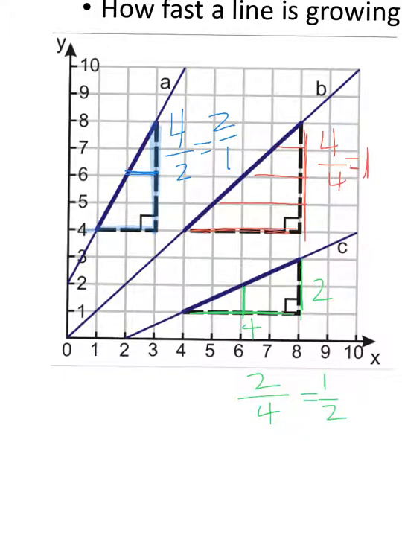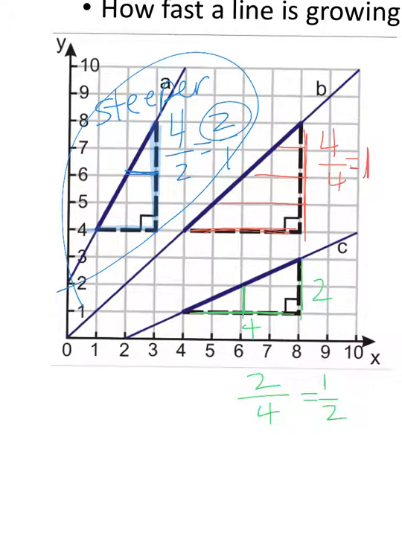So A is faster, it's a steeper line, but you also notice that the number that it's growing by, its slope, is higher than the other one and the other one. So 2 is bigger than 1 is bigger than 1/2.